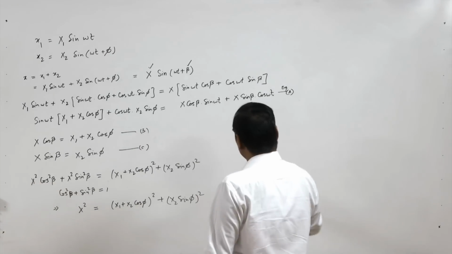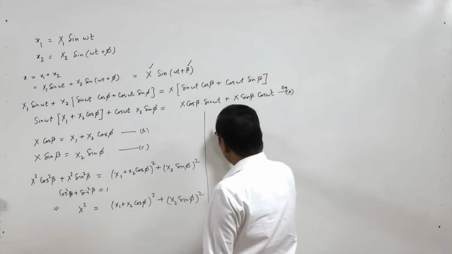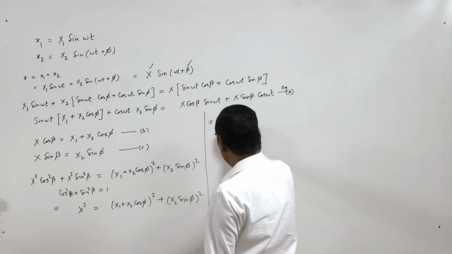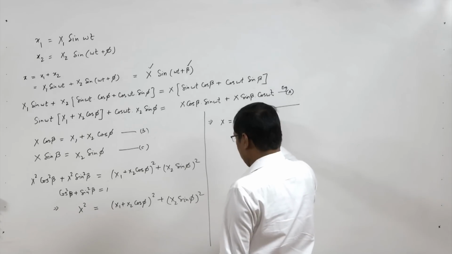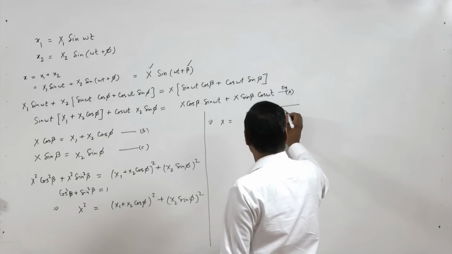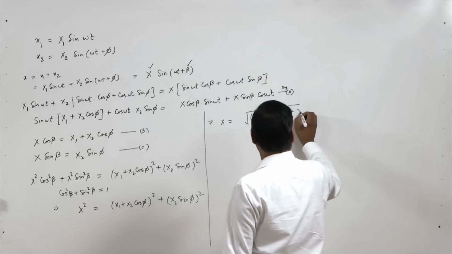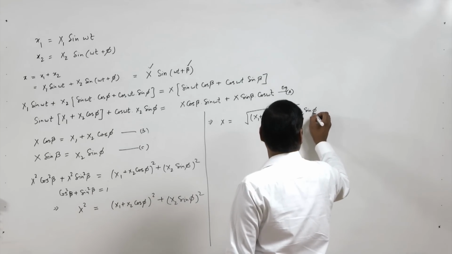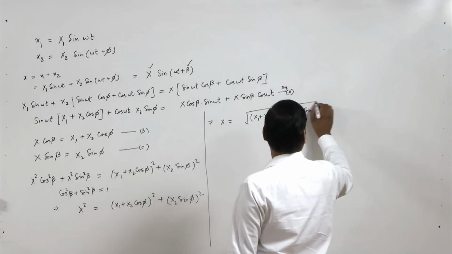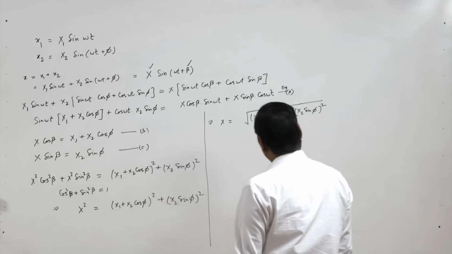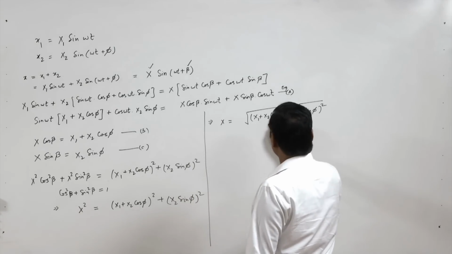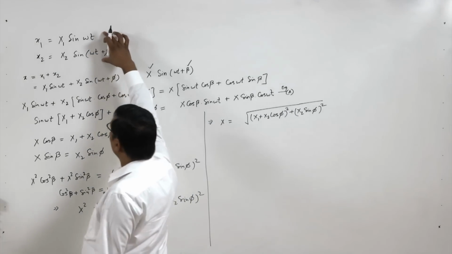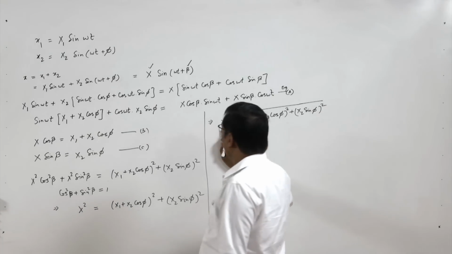So from here we can find x equal to under root (x1 plus x2 cos phi) whole square plus (x2 sin phi) whole square. So here we have got the amplitude x, and we know x1, x2 and we know phi from these two motions. So we can also find the x.